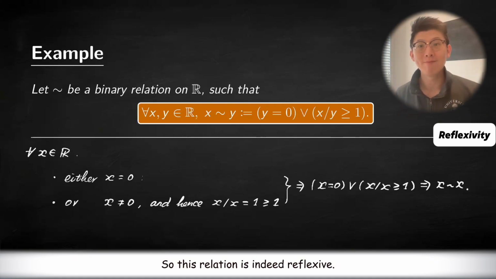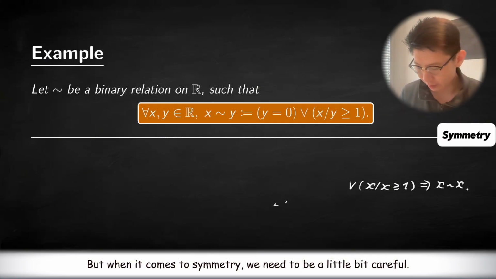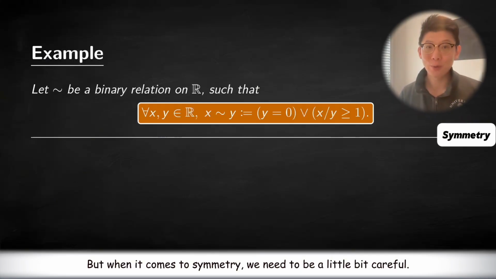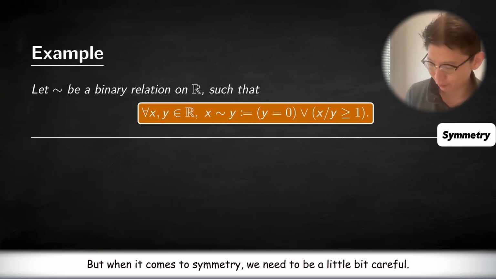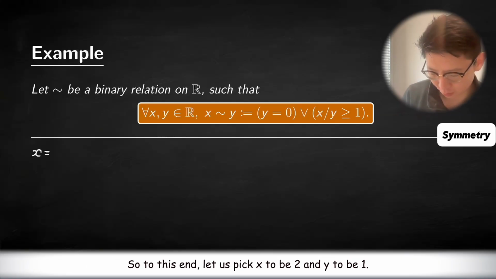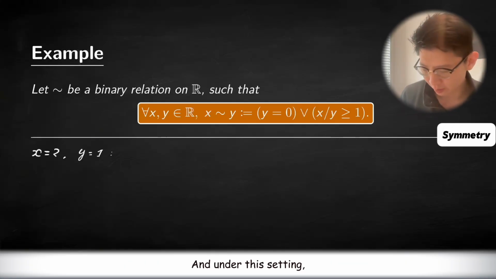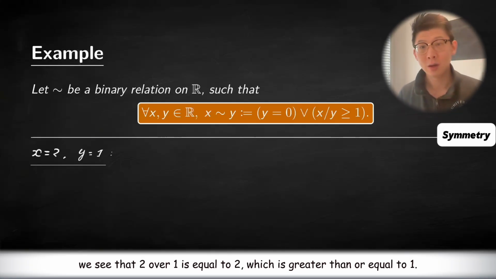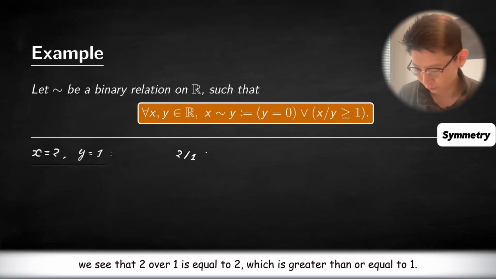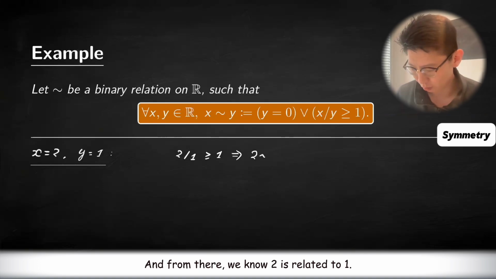So this relation is indeed reflexive. But when it comes to symmetry, we need to be a little bit careful. To this end, let us pick x to be 2 and y to be 1. Under this setting, we see that 2 over 1 is equal to 2, which is greater than or equal to 1. And from there, we know 2 is related to 1.